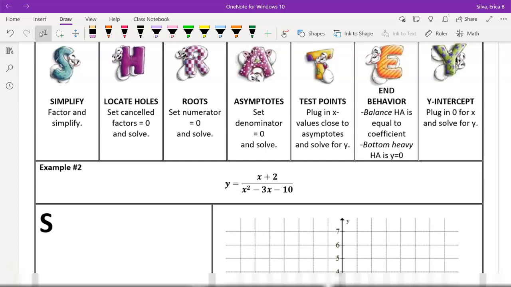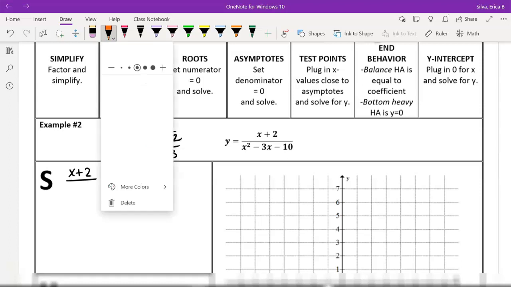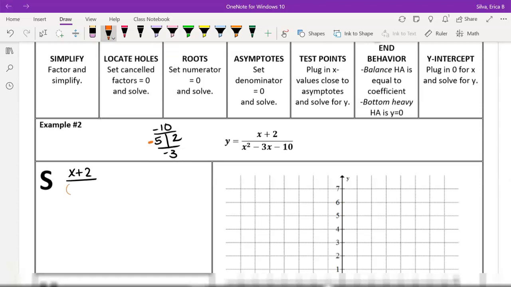All right, so we're going to first see if we can simplify, and because we have 3 terms in the denominator, we can see if we can find its factors. The numerator is already in its factored form, so that's x plus 2. And then we're going to do negative 10 over negative 3. So the factors will be 5 and 2, with 5 being the negative. So we're going to go x minus 5 and x plus 2.